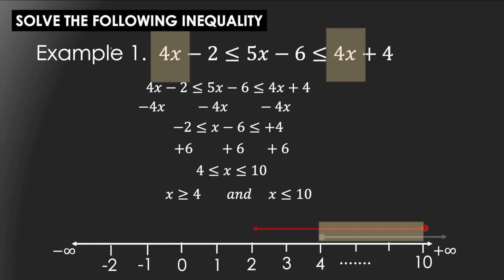We could also use interval notation to represent the solution. In this case, our lower limit is 4. Since x is greater than or equal to 4, that means 4 is included, so we use a square bracket beside that. And our upper limit is 10, which is also included because x is less than or equal to 10. So we use another square bracket beside 10. If the values were not included, for example, if it was x greater than 4, not equal to 4, we use a parenthesis instead of brackets.